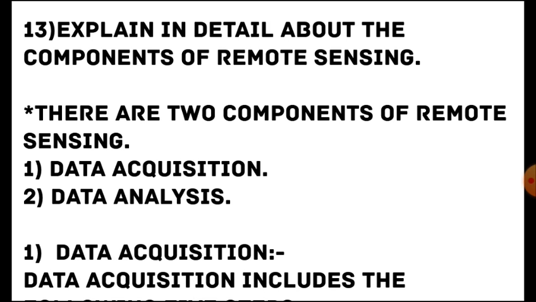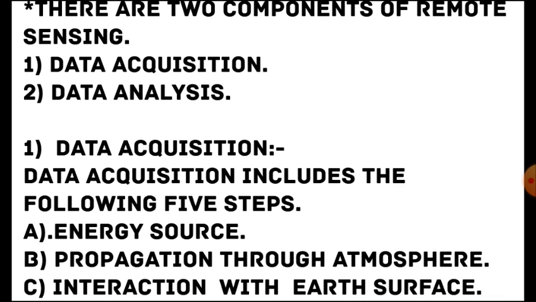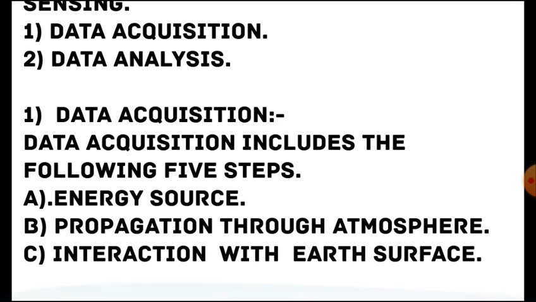The answer is there are two components of remote sensing. They are data acquisition and data analysis. Data acquisition means collecting the data, and second is the analysis of the collected data. Now we are going to see the steps involved in data acquisition. The data acquisition includes the following 5 steps.